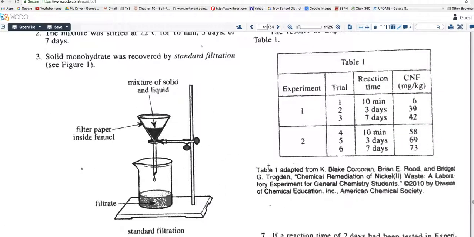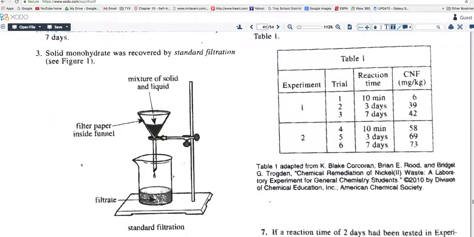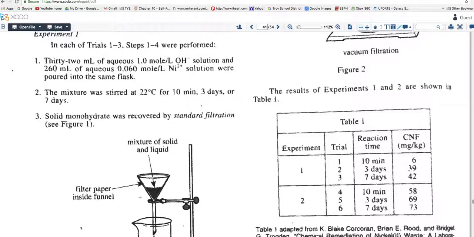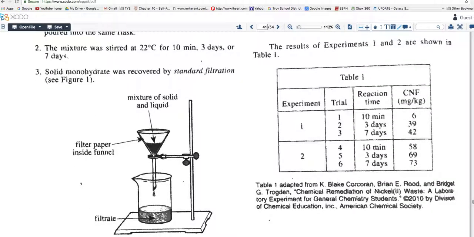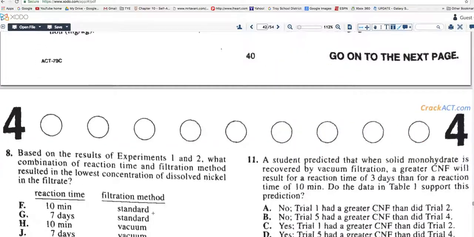What type of experiment is this? Can someone sum up what they're doing right here? It's chemical. Yeah, so what are they doing? Which 2 chemicals are they mixing? Hydroxide, nickel. Yes. Hydroxide, okay, yep, they're just mixing hydroxide, which is OH, with nickel. Okay, then they're passing it through filter paper, and then they're seeing what comes out, and they're measuring that. That is our CNF.